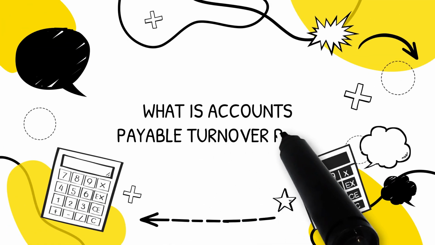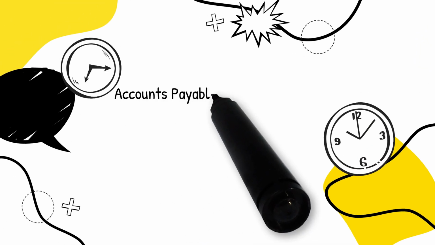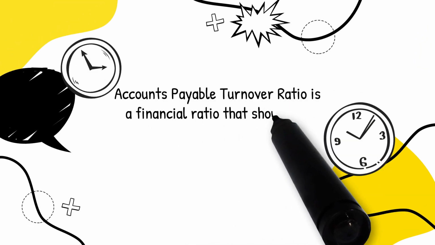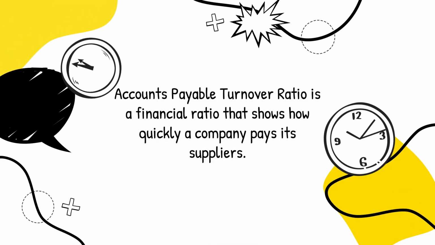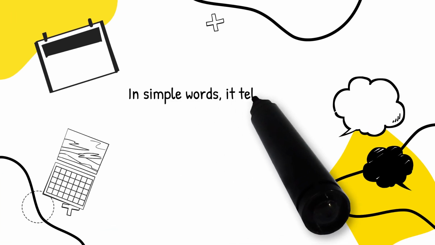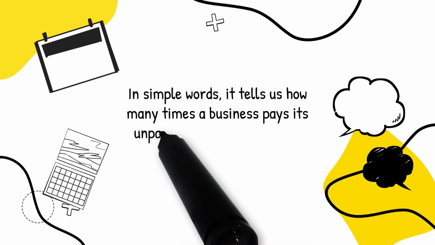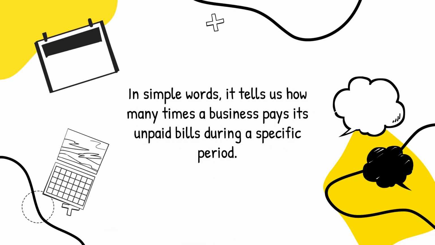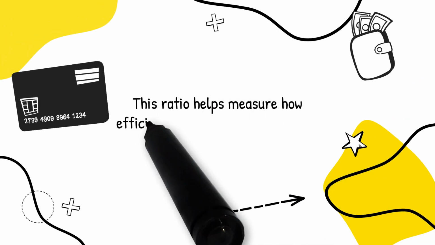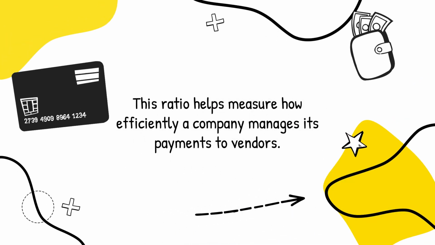What is Accounts Payable Turnover Ratio? Accounts Payable Turnover Ratio is a financial ratio that shows how quickly a company pays its suppliers. In simple words, it tells us how many times a business pays its unpaid bills during a specific period. This ratio helps measure how efficiently a company manages its payments to vendors.